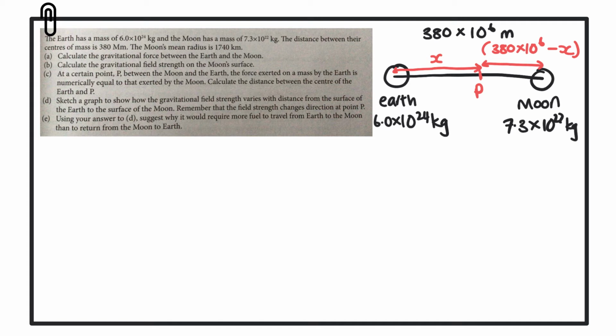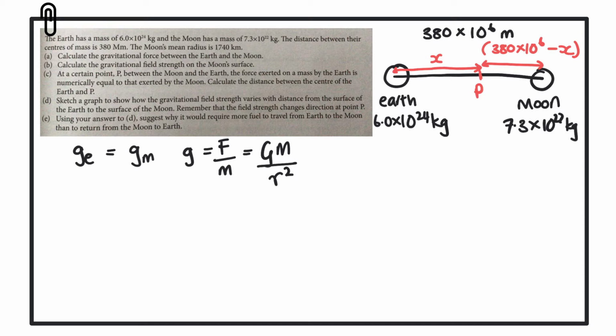And we can write that as the gravitational field strength due to the Earth at point P is equal to the gravitational field strength due to the moon at point P. Now remember what our equation for gravitational field strength is. It was the force per unit mass. Or we can also write that as G, the universal gravitational constant, multiplied by the mass divided by r squared.